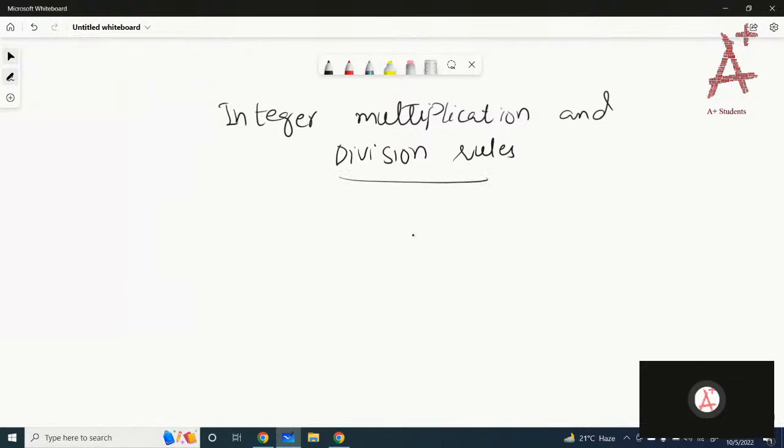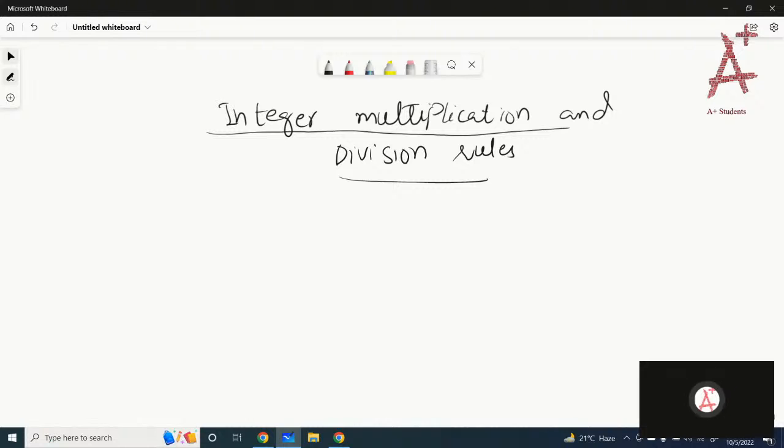So let's start with the rules when you are multiplying and dividing integers. Got it? Please make sure you have your notebook and pencil so that you can note down the important points. Got it?